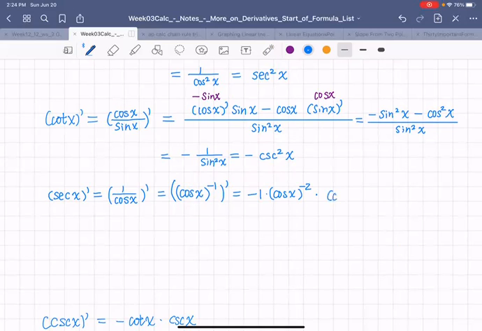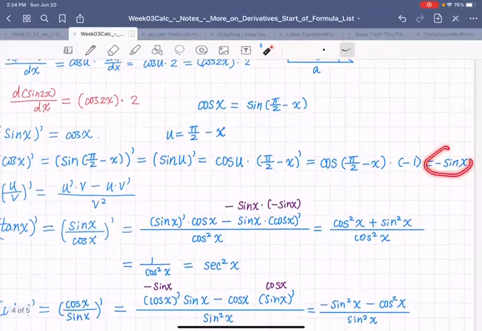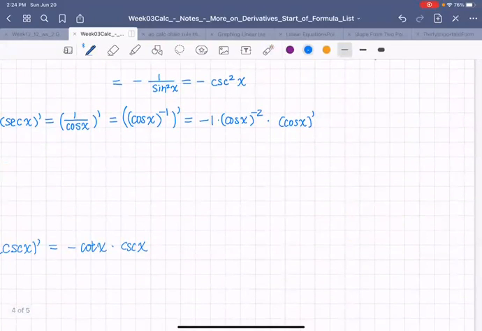So it would just be cosine x prime. Cosine x prime is negative sine x. Good. This equals -1 over cosine squared x times negative sine x. This becomes sine x over cosine squared x.